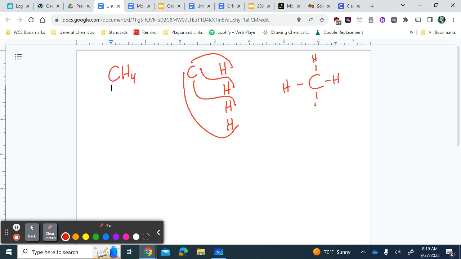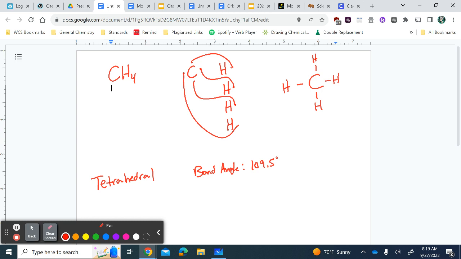From our last unit, we know our prefix in chemistry for 4 bonded atoms is tetra. So this molecule is called tetrahedral. A tetrahedral molecule has a bond angle of 109.5 degrees.